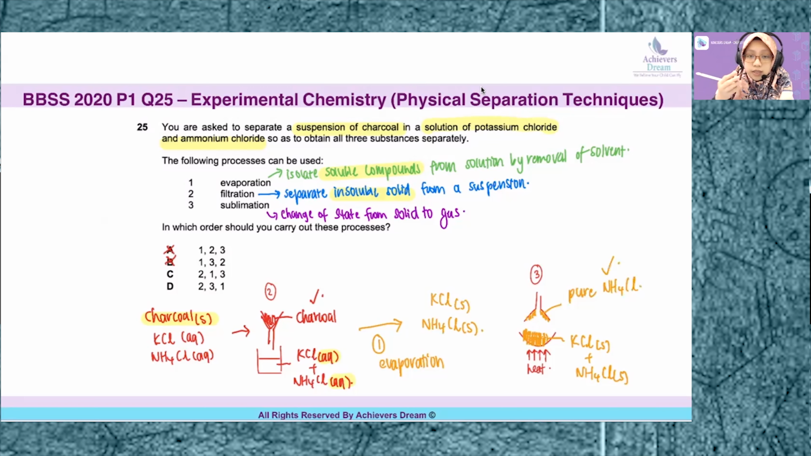And this is your pure ammonium chloride. So once sublimation is completed, my ammonium chloride will be collected on the inverted filter funnel and only potassium chloride will be left on the evaporating dish. So in which order should you carry out these processes? The answer is 2, 1, 3. Hence, the answer for this question is C.